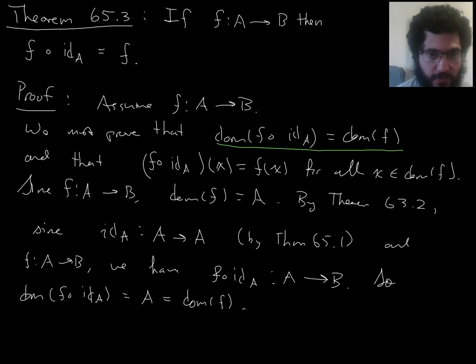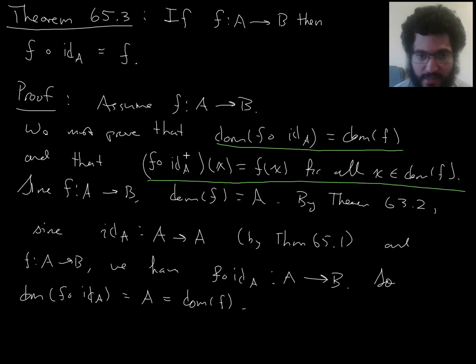Okay, so now my goal is to prove this second green underline thing here, that this at x equals that at x for all x in the domain of F. Okay, so this is a for all x kind of statement, right? So I need to use universal generalization. So now consider any x in the domain of F.